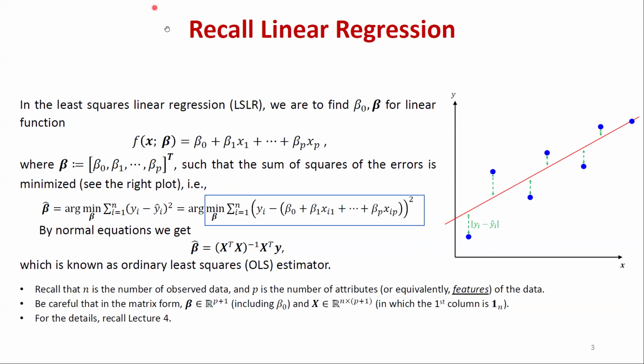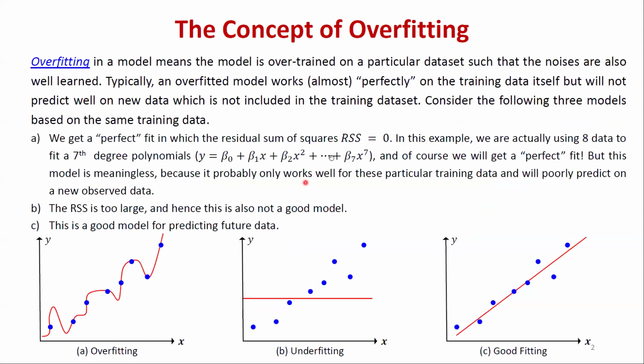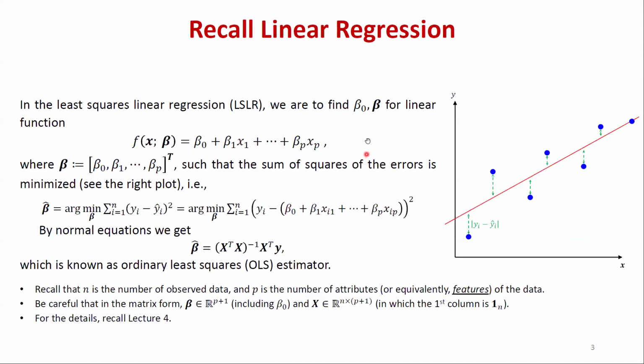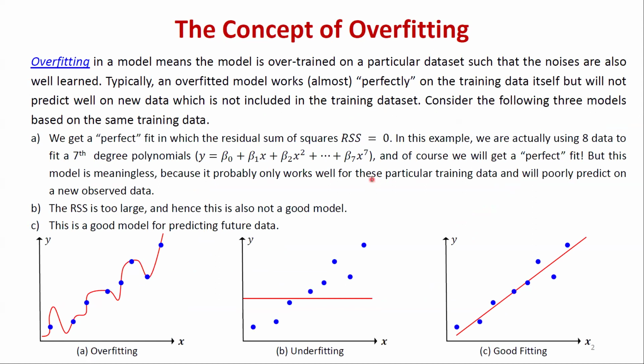Okay, now let's go back to overfitting. So everything looks very good, right? So why do I need to learn linear regression 2? What's the point? Well, the point is basically the concept of overfitting and the concept of data dimensional reduction. So first of all, let's see what overfitting is. An overfitting model is one which is overtrained on a particular data set, such that the noises are fit too well, you know.